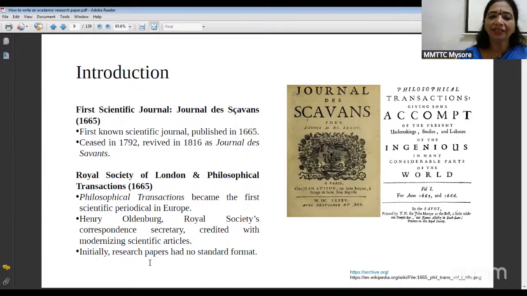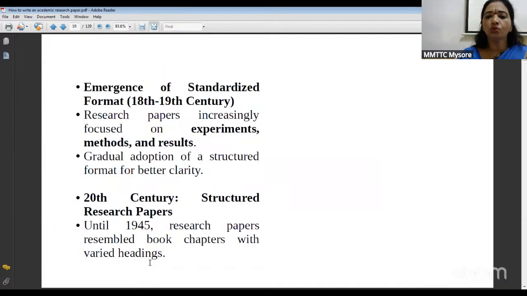Initially, research papers had no standard format. Research papers became increasingly focused on experiments, methods, and results, and they gradually adopted a structured format for better clarity. But it was in the 20th century that people came out with structured research papers. Until 1945, research papers resembled book chapters with varied headings. So they were published in the form of books with chapter-like sections.